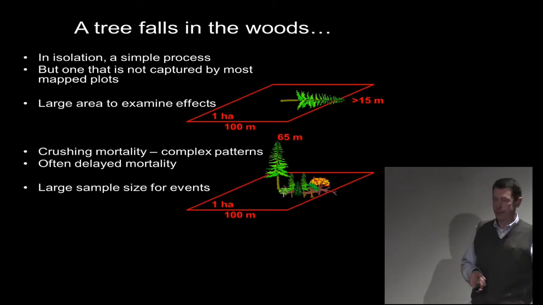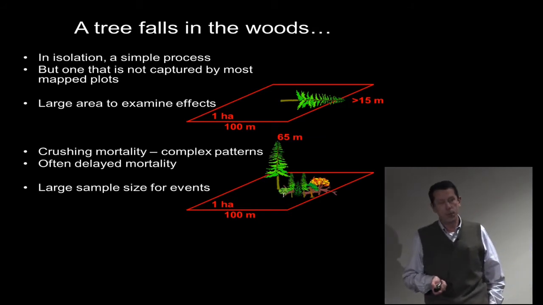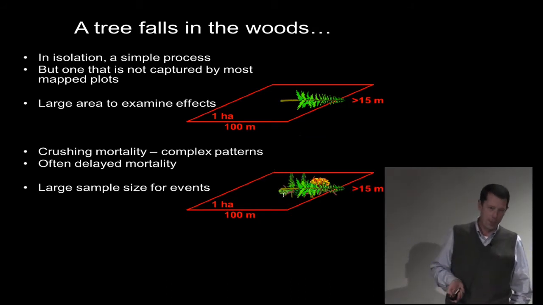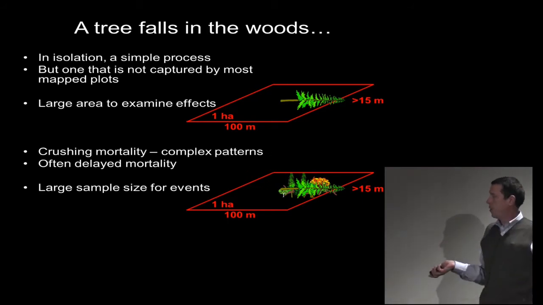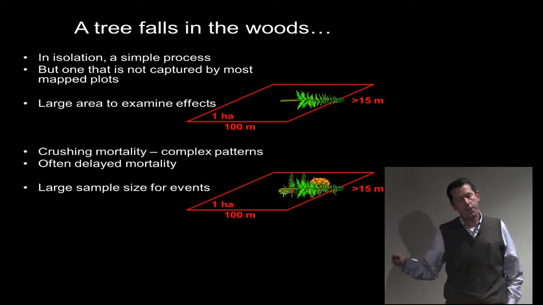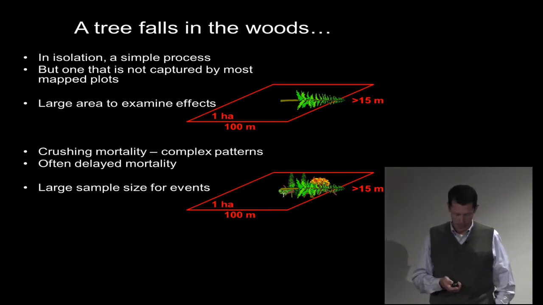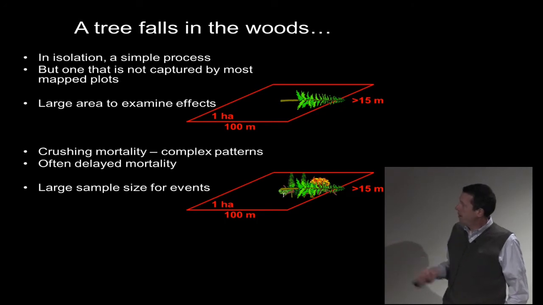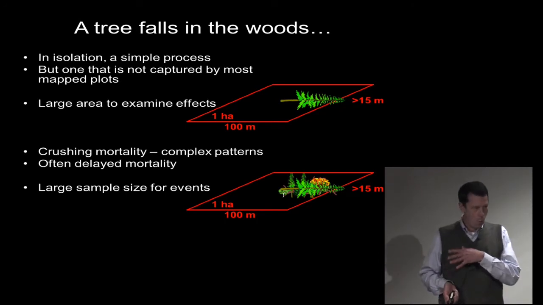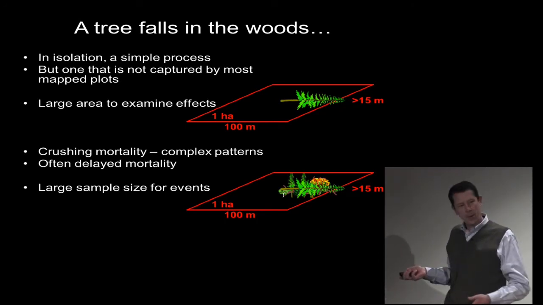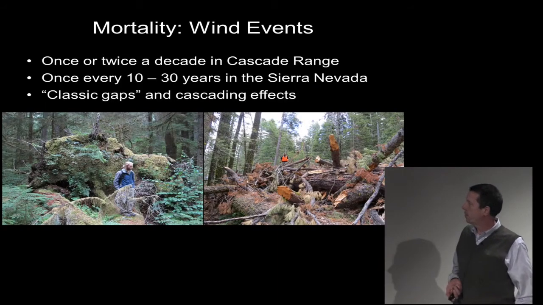But really, crushing mortality, or the effect of one tree falling, is much more complex. And it's going to take a large sample size to be able to decouple the often delayed mortality that results from crushing mortality. So again, this is about as simple as you can get, one tree falling, and we're going to be repeating this over hundreds and hundreds of years.